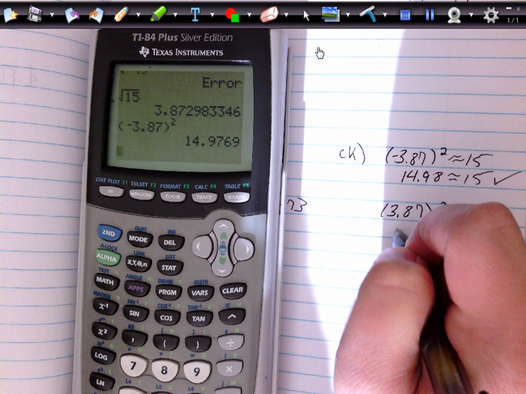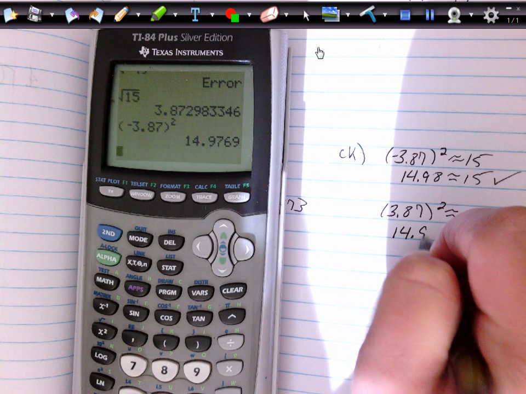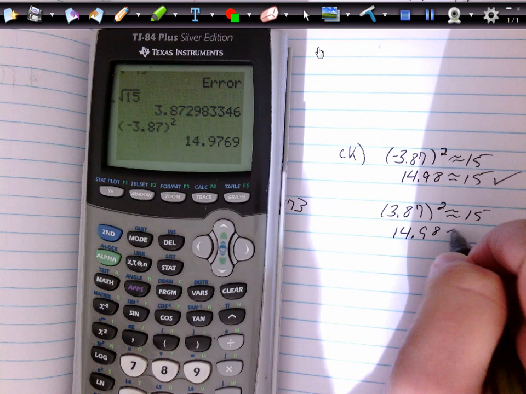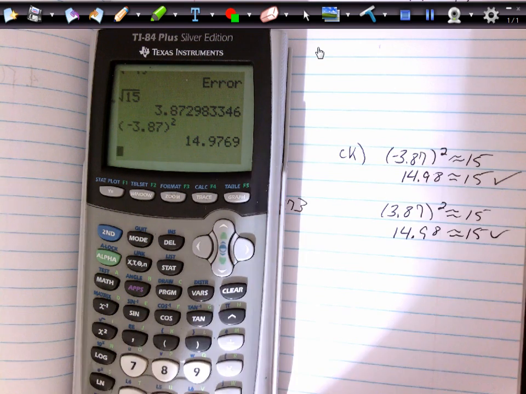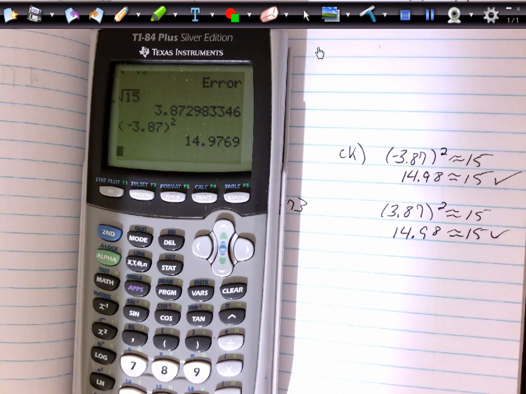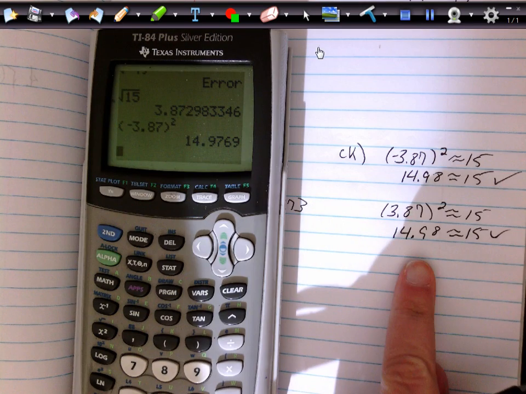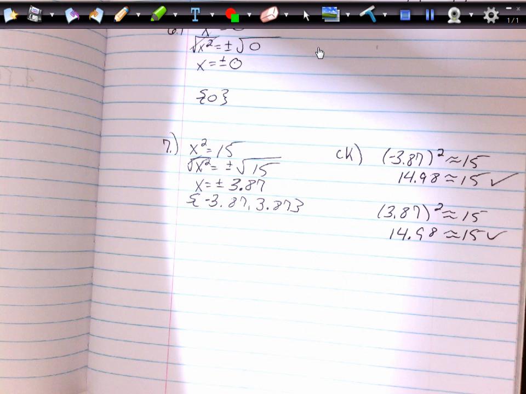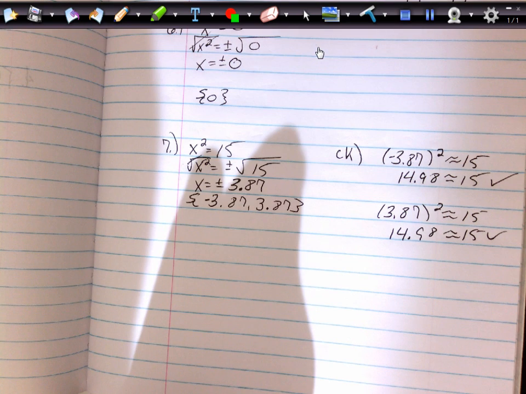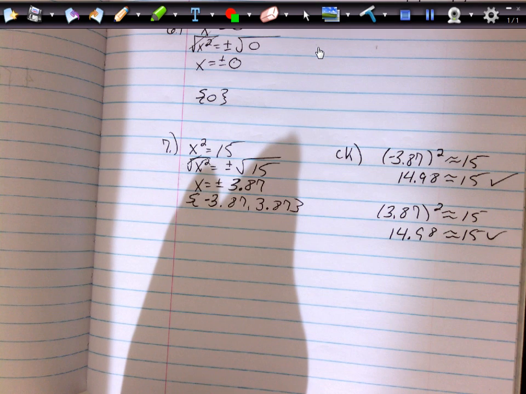Same thing with the positive 3.87 squared. We're going to get 14.98 here too. Again, since it's very close or approximately 15, we're going to say that it checks. So anytime you have to round, your check's not going to be exact. Please make sure that you have the work and the check written before you move on.